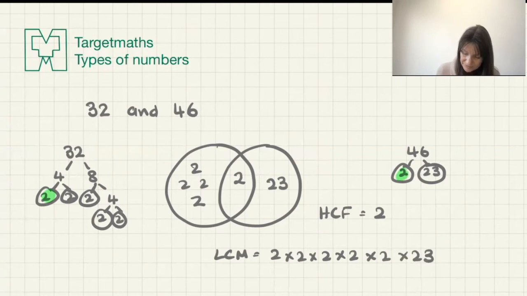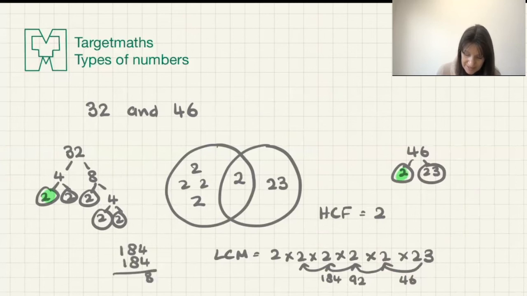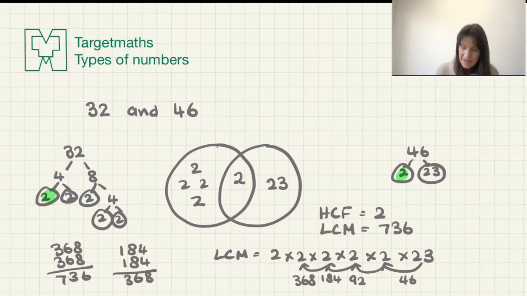So I've got 46. Okay, 46 and 46 is going to be 92. That's going to be 184. Now, if you're struggling to just double, you literally write it out like that. And you've got your 368, and then you can do the exact same thing. You do what you need to do at the end of the day to get the answer. All right, happy days.